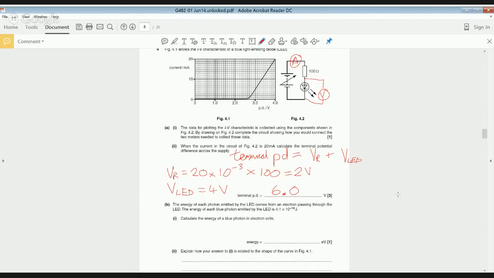Just responding to a question in the comments, presumably regarding this question here. Yes, you can do it as a potential divider. In that circumstance, you would use the graph here. You divide voltage by current to work out the resistance of the LED, and then you could work backwards from the voltage here of 4 volts and use the potential divider equation to find out what the input voltage is. That's an alternative route to getting the same answer here.